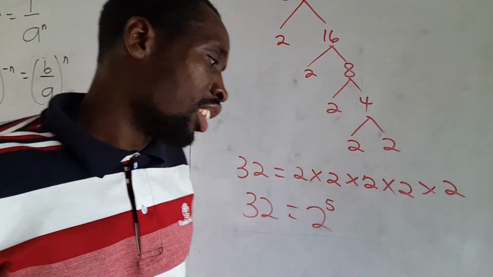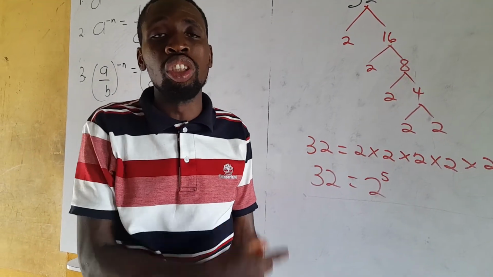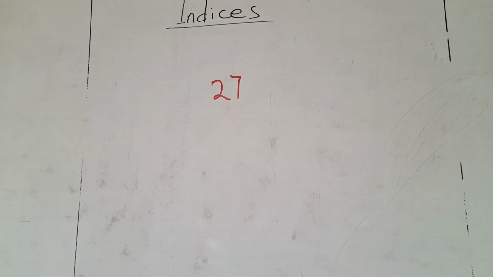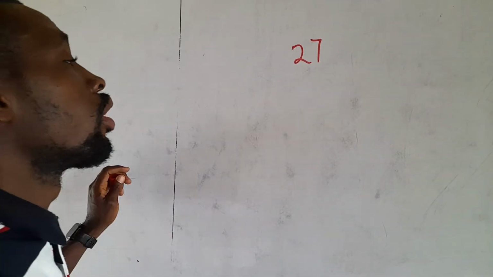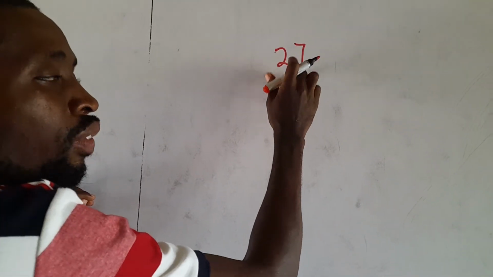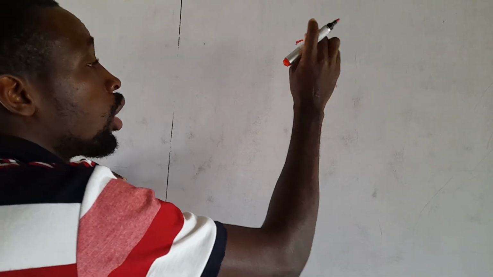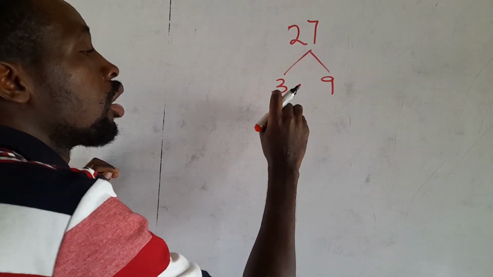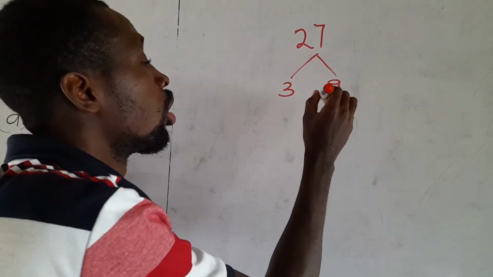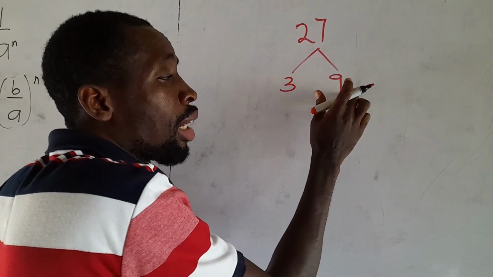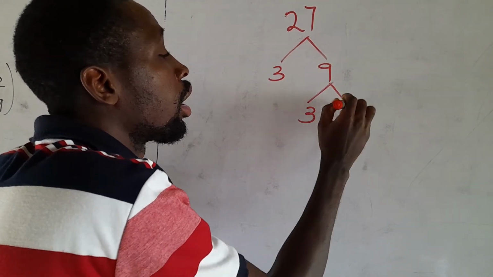Okay, this is very interesting. You need this when we are solving some indices problems. I'll solve one more question on this so that you get the concept. So let's write 27 as a factor of prime numbers. Which prime number can divide 27 without any remainder? That prime number is 3. 27 divided by 3 is 9. 3 times 9 is 27. 3 is a prime number, 9 is not. So, which prime number can divide 9 without any remainder? It's 3. 9 divided by 3 is 3.